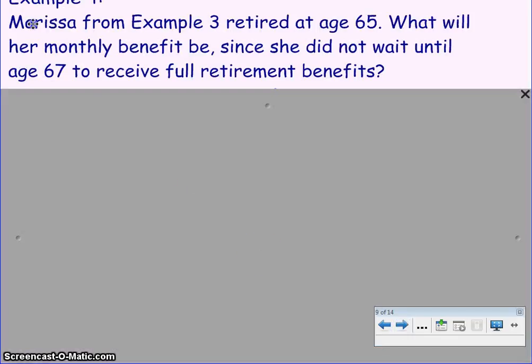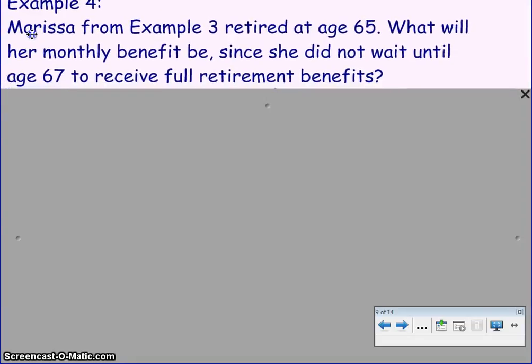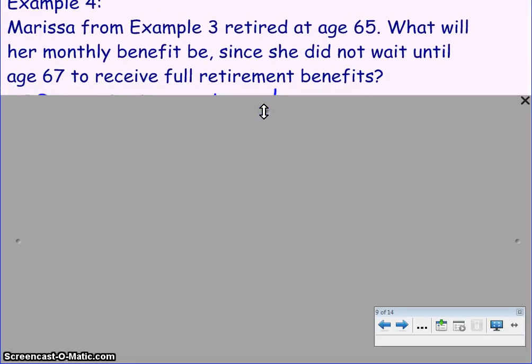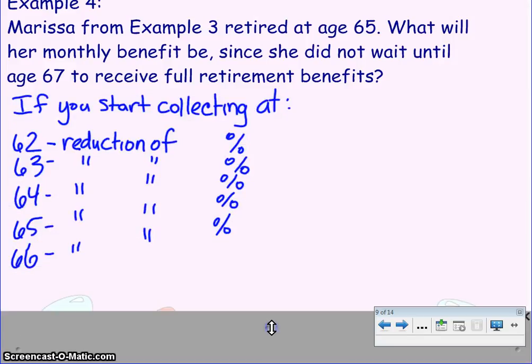All right, example 4. Marissa from example 3 retired at age 65. What will her monthly benefit be since she did not wait until 67 for her full retirement benefits? So again, I've already written down some things that you're going to need to know.